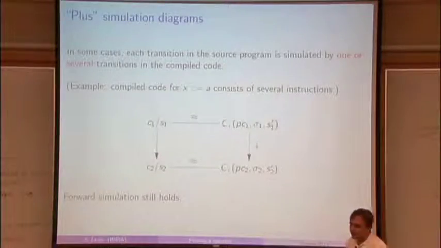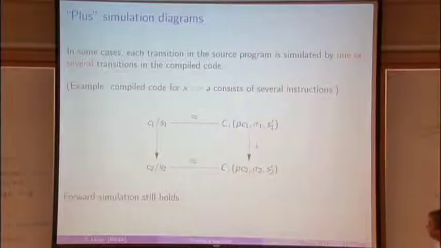Sometimes the transitions in the source program are simulated by one or several transitions in the compiled code. An example is assignment for imp, which contains at least one instruction, but often several, to compute the value of A, and then one set variable instruction. So we execute several machine instructions for one transition of imp, of the source code. So now here you put as conclusion that there exist one or several transitions that bring you to a related state, and you can still conclude exactly as before, that terminating behaviors are preserved and diverging behaviors are preserved too.